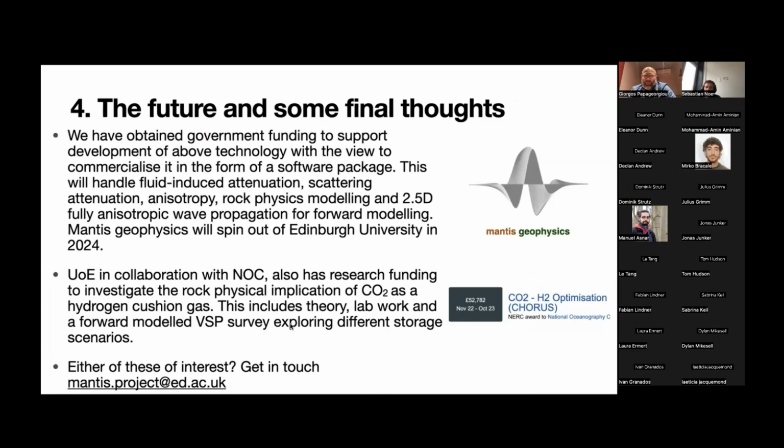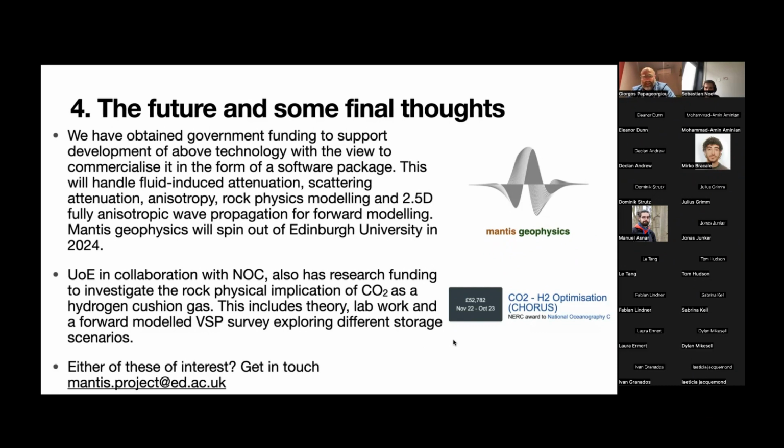So we're using all this currently in a couple of ways. Now we have funding, and we are essentially building a software package, and this is a commercialization funding, but obviously we will make this available to researchers. So the idea is we use this well to rock physics, to wave field kind of workflow, and hopefully will spin out of Edinburgh University sometime in the next year, and that is part of what all this is doing.